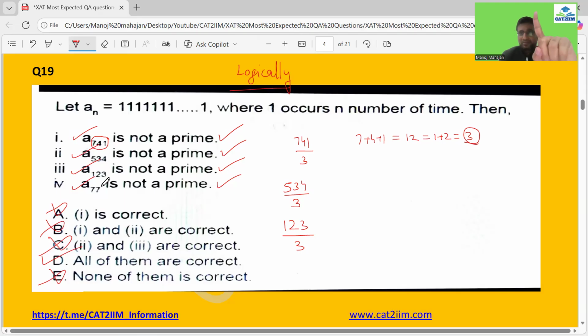So one is the logical approach. Another, if I look at A77, right? You're writing 11177 times. I'll just show you that apart from 1 and the number itself, there are more factors to it. So this statement is also correct. So 77 you can write as 7 into 11. So what I'm trying to say is, if you take the number 1 written 7 times, 3, 4, 5, 6, 7.